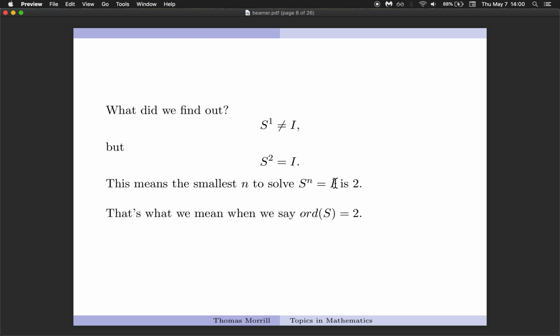S to the power 2 gives me the identity. No smaller positive power will solve this equation. And that's what I mean when I say that the order of S equals 2.